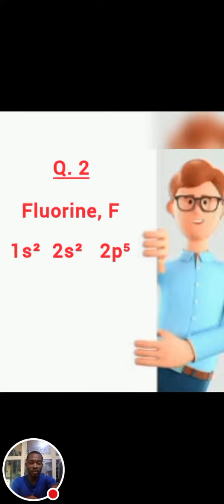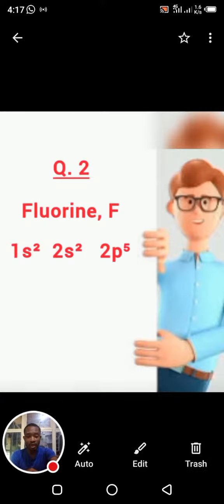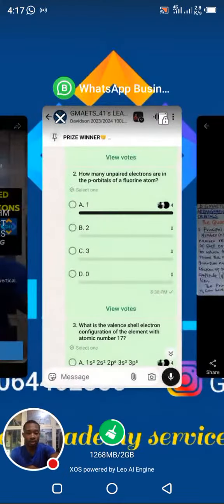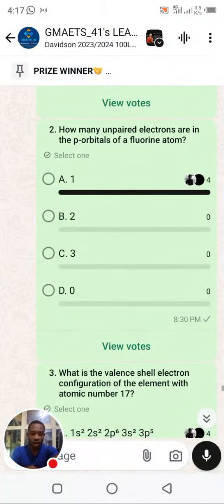It means that fluorine has 1 unpaired electron. And of course, the correct answer there is option A. So I'm clicking that for you to see.